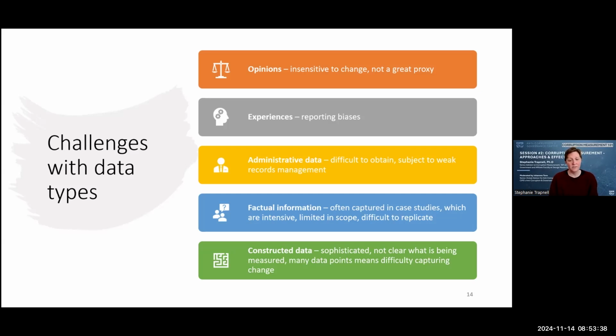And lastly, you have something I call constructed data. They might be very sophisticated, statistically rigorous composite indicators that aggregate a ton of different sources, like the Worldwide Governance Indicators. But it's not clear what is being measured because there are so many data points involved. And all those data points mean it's quite difficult to capture change, because some of them are moving up, some of them are moving down, some of them are not moving at all. How do you know what is actually changing? And maybe they cancel each other out.